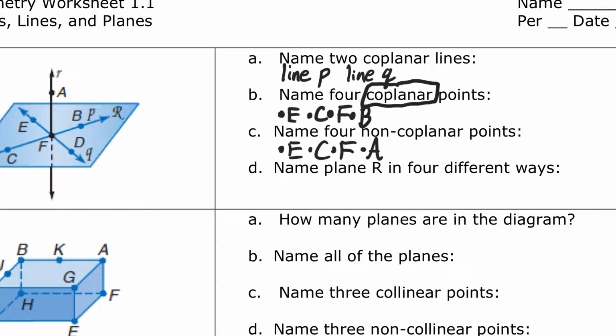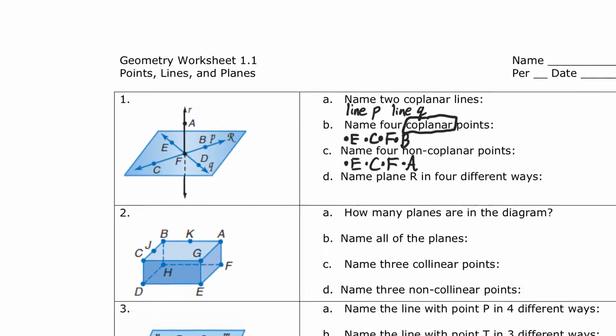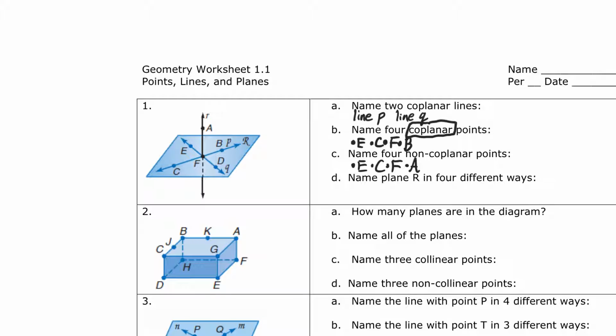I know that gets confusing sometimes because you look at E, C, and F and you say, well, all 3 of those are on the same plane. Yeah, but we're considering the whole group here, and A is on a different plane. So as a group, these 4 points are non-coplanar, okay? You have to think about the whole group. Okay, then the last thing here is it says name plane R in 4 different ways. So how do we name a plane? 3 points. Good, with 3 points, okay?